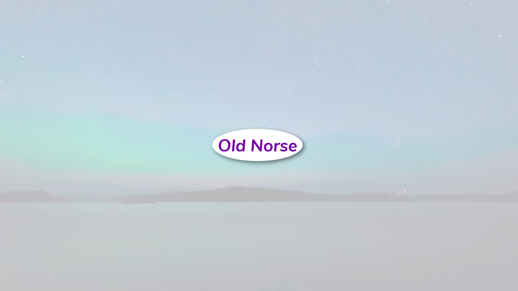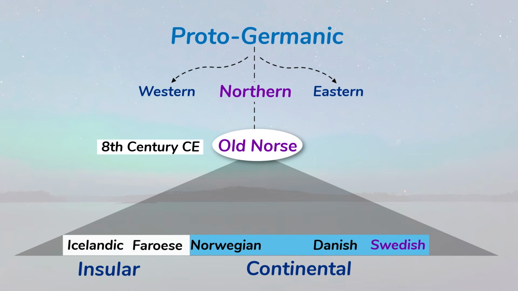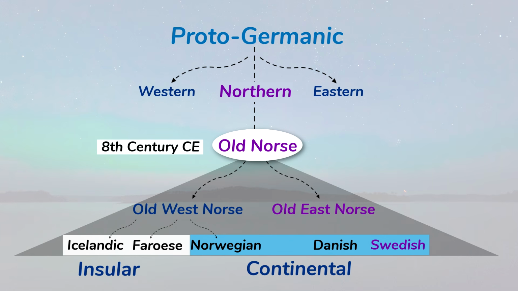Like all North Germanic languages, Swedish is a descendant of Old Norse, which developed from Proto-Germanic by the 8th century. Over the next 600 years or so, Old Norse developed into the various North Germanic languages of today. Old Norse first diverged into Old West Norse in Norway, Iceland, and the Faroe Islands, and Old East Norse in Sweden and Denmark. Old East Norse then divided into Old Danish and Old Swedish by around the 13th century.